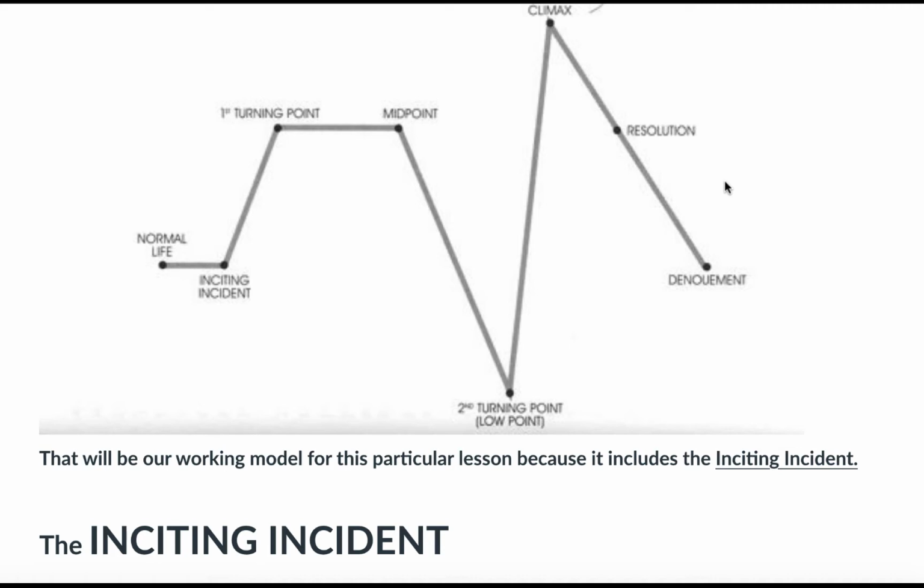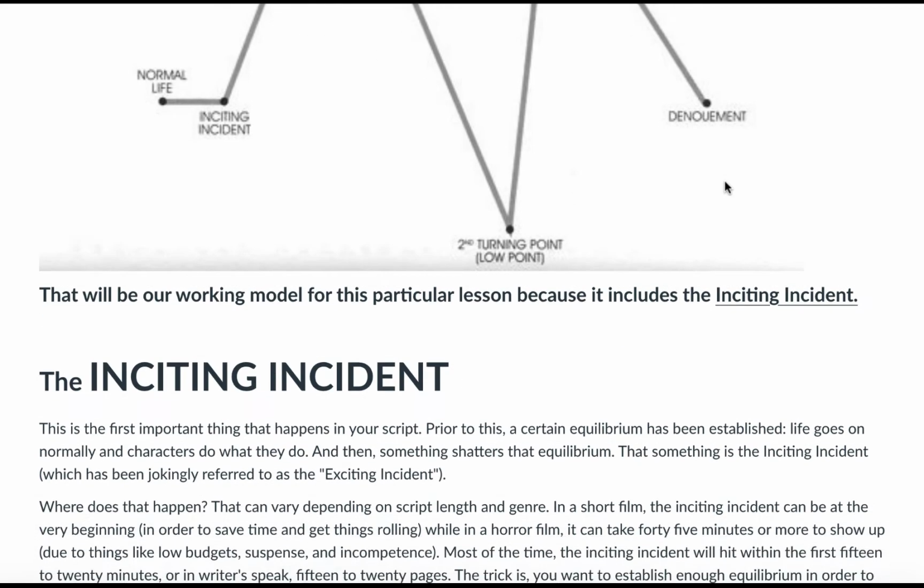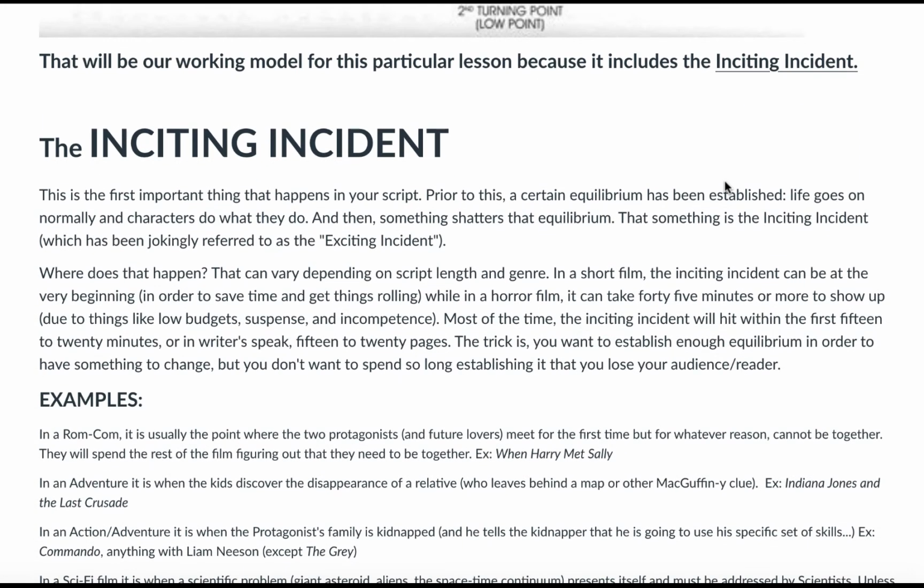So starting at the beginning, we start with normal life, or as I like to call it, equilibrium. Then you have an inciting incident, which is our topic for this week. Then you have your first turning point, midpoint, second turning point, your low point of it, climax, resolution, and then the denouement, which is the cooling off point at the end, where they put medals on everybody and the Wookiees raise their arms and go make Wookiee sounds. So that's our working model for this particular lesson because it includes the inciting incident.